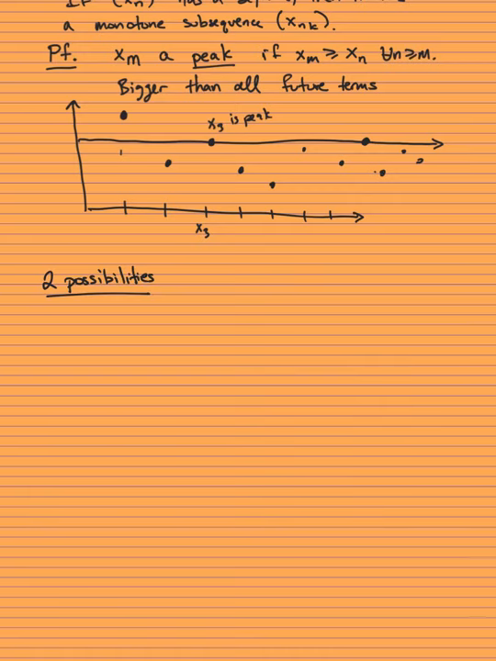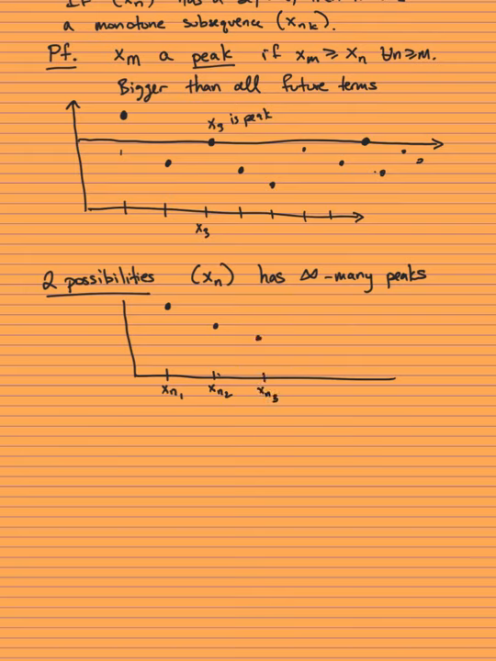So the first case is you have this sequence that you're interested in, and there's infinitely many peaks. Okay, so I'll draw, again, some sort of picture. You have the first peak x sub n1, second peak x sub n2, and so on. Again, I don't really know what they look like at all, but I know they have to be decreasing, or at least not increasing. And I know this because each one of these is a peak.